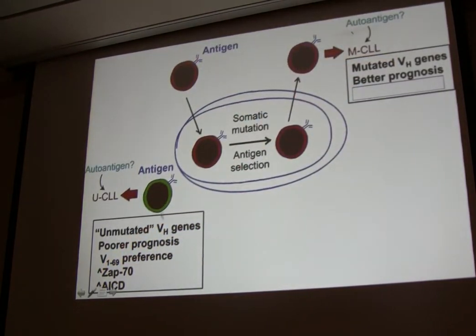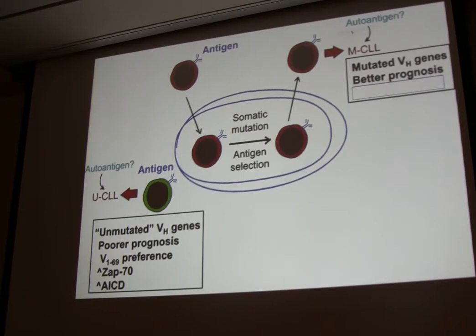Because see, what happens is, and I don't have time to go into all the maturation of a B cell. There is a B cell here. Where's my mouse? Okay. So you have a B cell, and it finds an antigen.